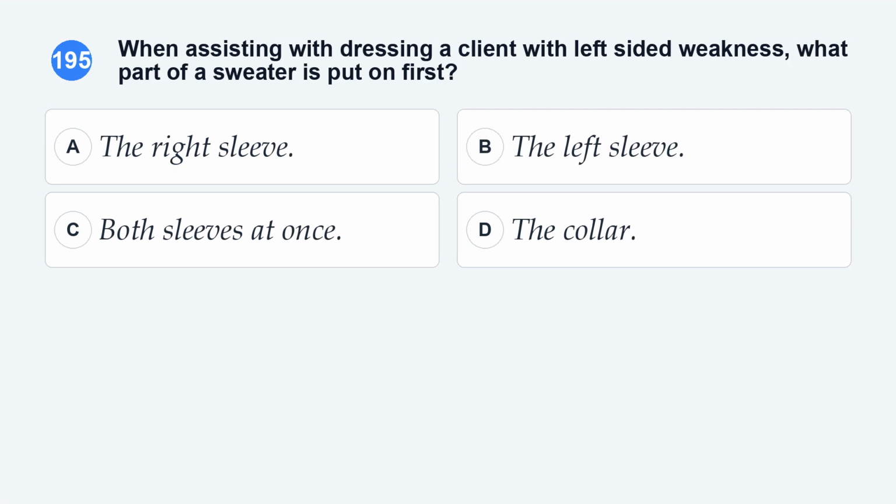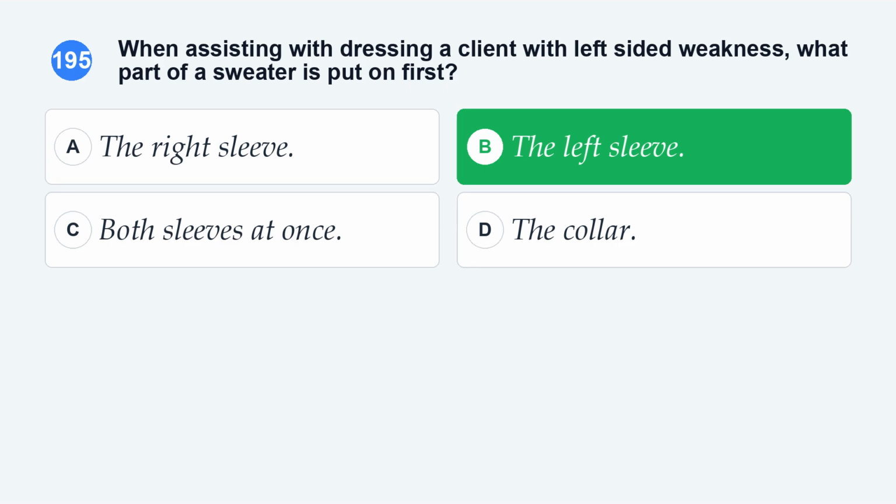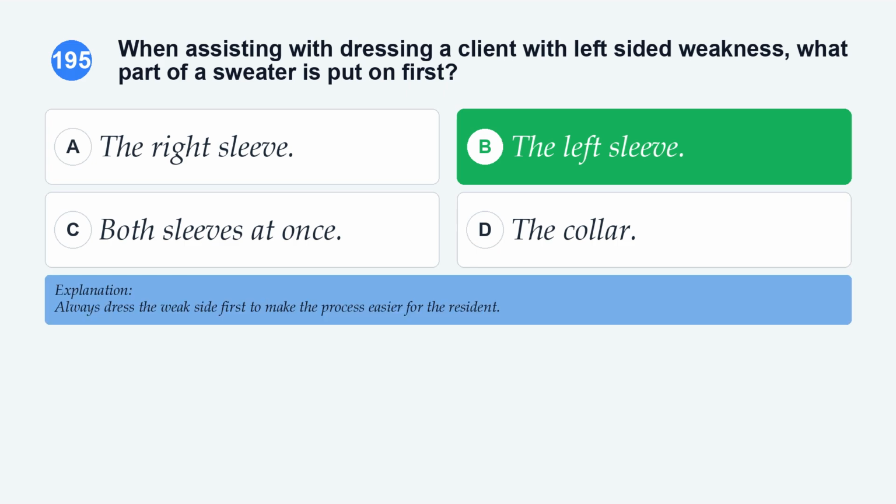Question 195. When assisting with dressing a client with left-sided weakness, what part of a sweater is put on first? Option A, the right sleeve. Option B, the left sleeve. Option C, both sleeves at once. Option D, the collar. The correct answer is option B, the left sleeve. Explanation. Always dress the weak side first to make the process easier for the resident.